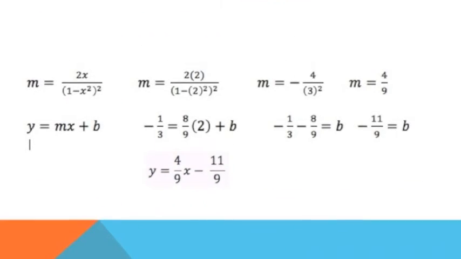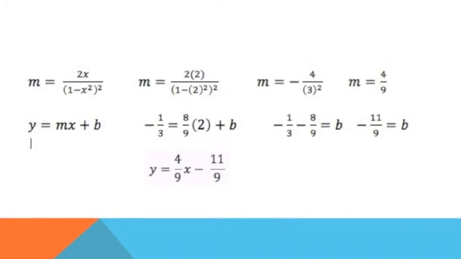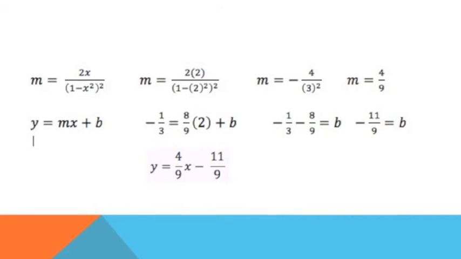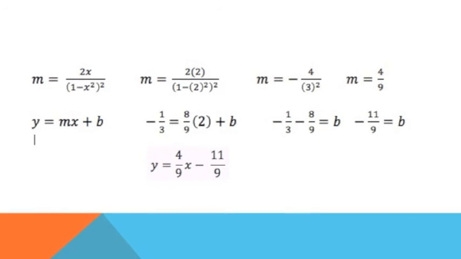So now that we have all the values, we substitute in the derivative the value of x, and this will give us the value of m, and then we have the formula y is equal to mx plus b. We substitute and we isolate b, and once we have b, we can complete the formula.